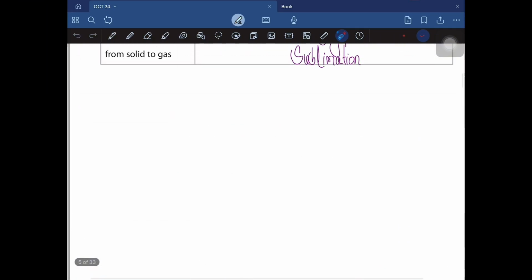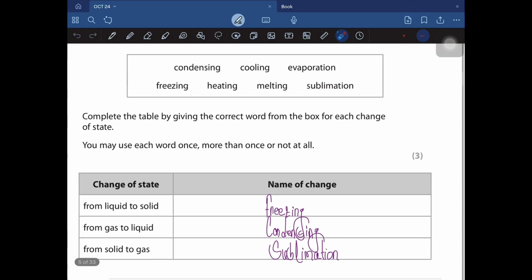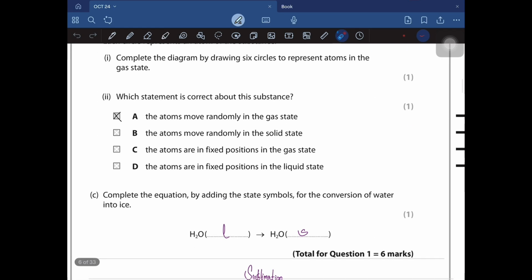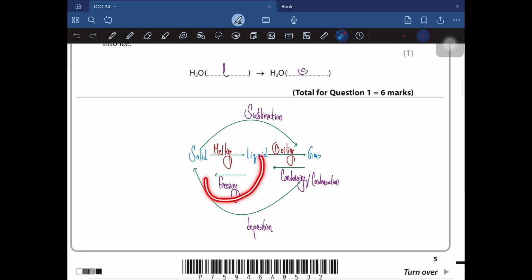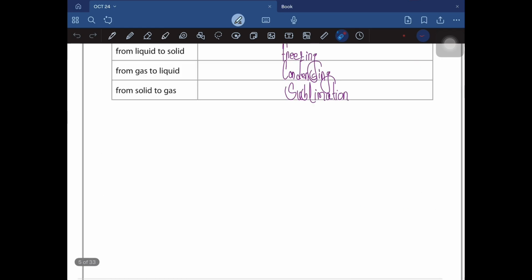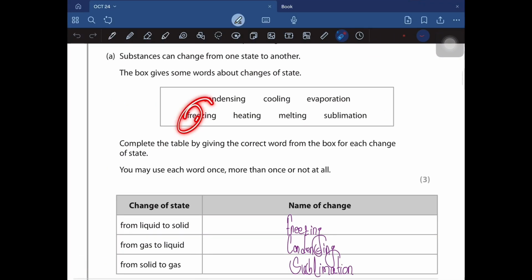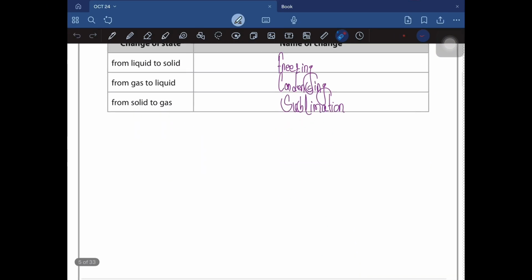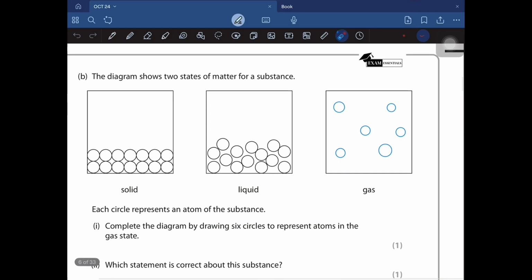So let's take a look at this. From liquid to solid, this is going to be freezing, so select freezing from here. Then from gas to liquid, that is going to be condensing. And from solid to gas, the direct process, we refer to this as sublimation, so select sublimation from here. Let's move on to the next part of this question.